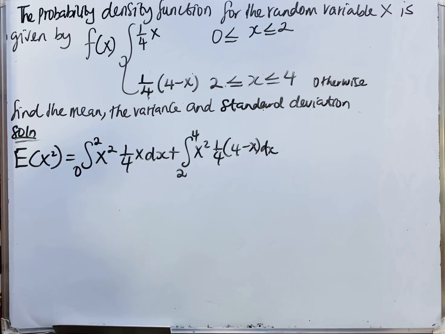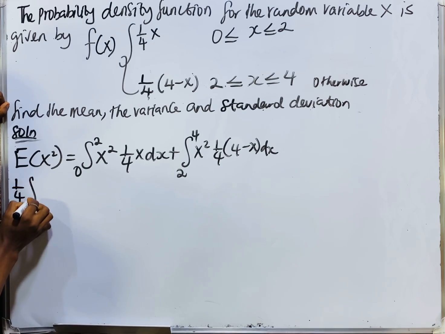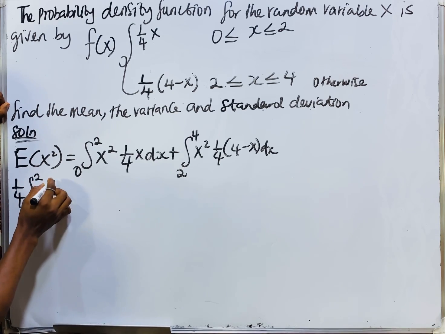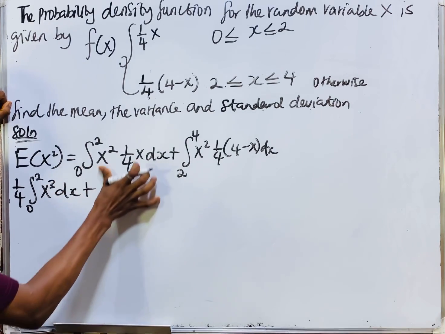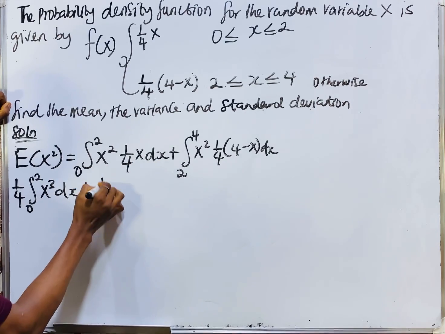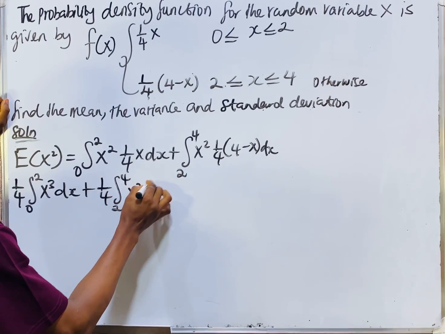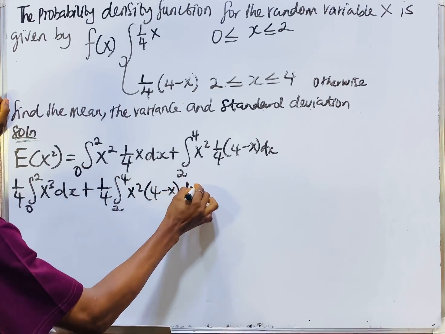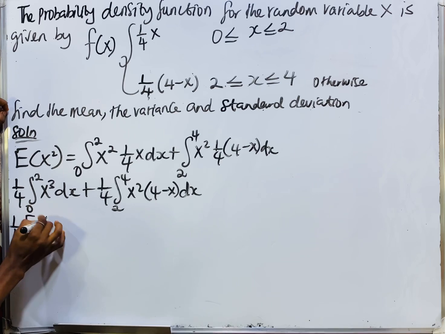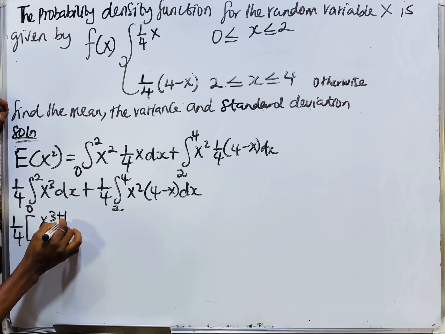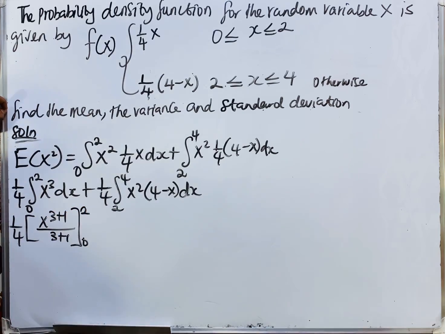So still the same way we solve the other one, we are going to solve this one. Bringing this 1 over 4 out, so we have integral from 0 to 4. X squared times x is x cubed dx plus integral, bringing the 1 over 4 out, we have 1 over 4 integral from 2 to 4 of x squared times 4 minus x dx, right? We have 1 over 4. Integrating this will be x to the power of 3 plus 1, right? All over 3 plus 1 from 0 to 2.